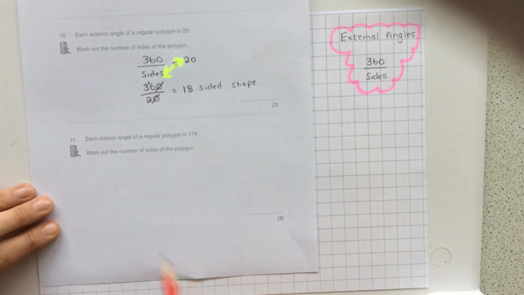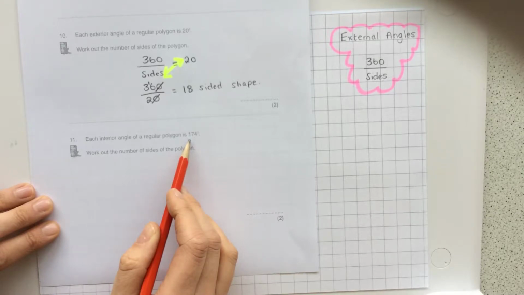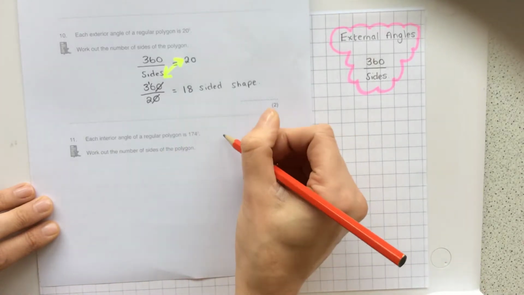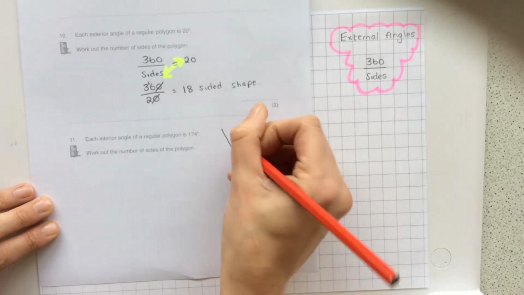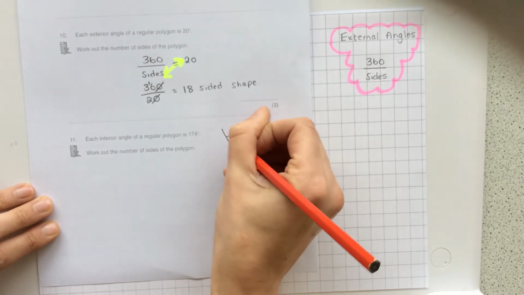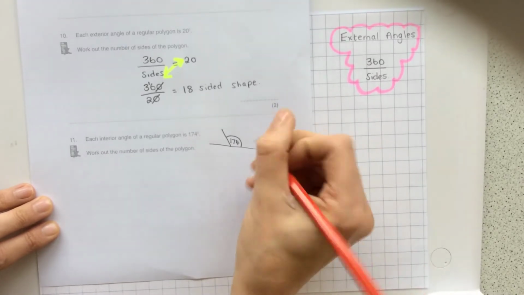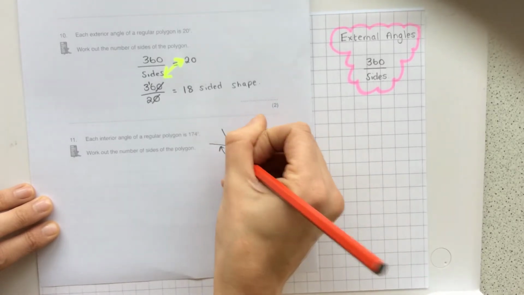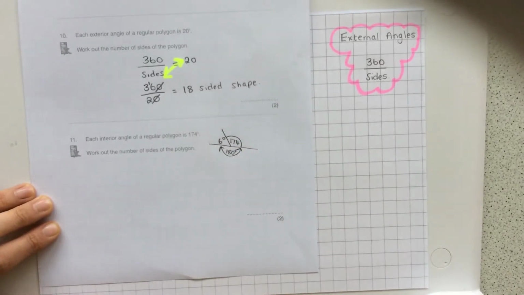Similar for the one below, we've got each interior angle of a regular polygon is 174 degrees. Work out the number of sides of the polygon. So we need to imagine now we've got the side of the shape, and the inside angle is 174. We've got an exterior angle on the outside. We should know that adds up to 180 degrees. Remember, this isn't drawn to scale. Which gives us 6 degrees on the outside.